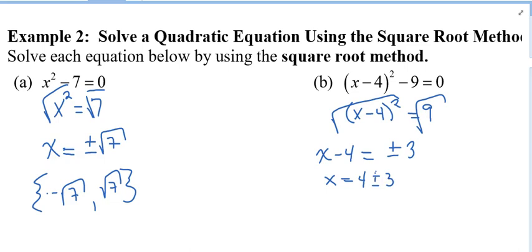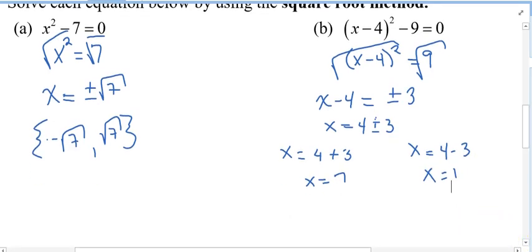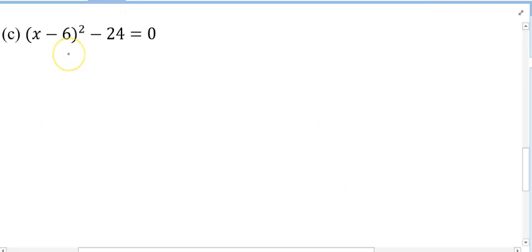So what does that plus or minus 3 mean? Well, exactly what it says. We have 4 plus 3, and we have 4 minus 3. So we know x equals 7, x equals 1. So our solution set then is 1 and 7.